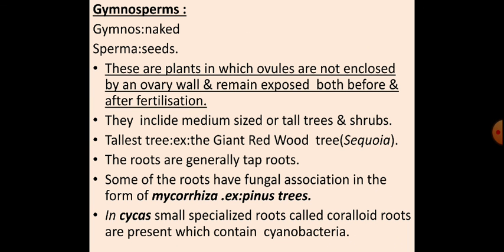Understood? So, always in angiosperms, ovules will be protected by the ovary. They will be covered by the ovary. But in gymnosperms, these ovules are open. They are not covered by an ovary. That means you can imagine this gymnosperm doesn't give you fruit. Okay, there is seed, but the seed is not produced inside a fruit body.